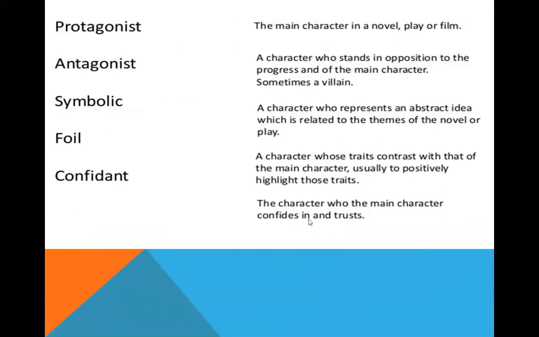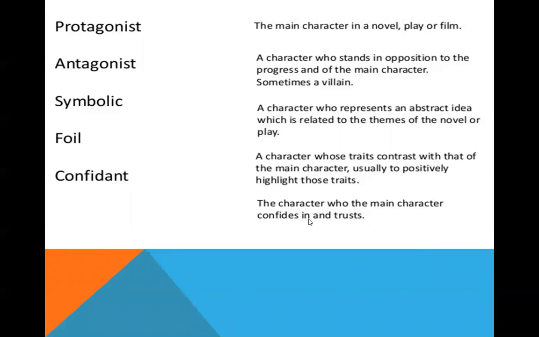Here we have the types of characters. Protagonist means the hero of the play or the novel or whatever it is. So that is the protagonist, the main character in a novel, play or a film. Antagonist means the opposite of him, or her. That is, antagonist means villain, we can say. A character who stands in opposition to the progress of the main character, sometimes a villain.